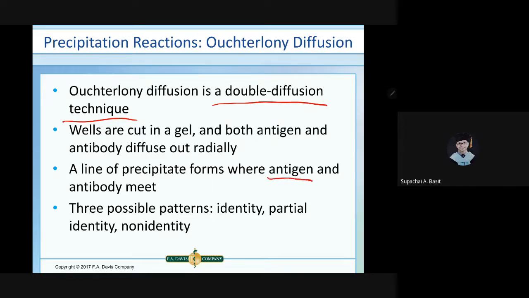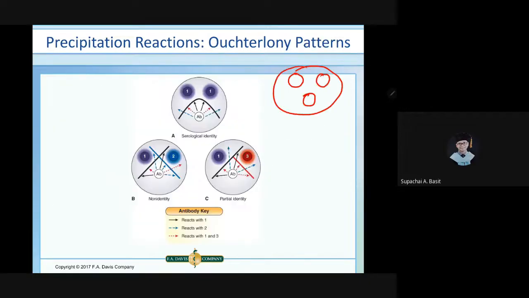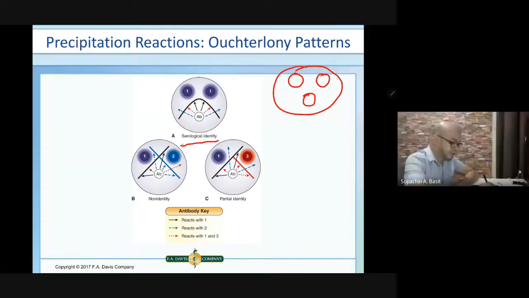So if the antigen and antibody meet, there would be a precipitin line, and you'll be able to identify three possible patterns. The three possible patterns are identity, partial identity, and non-identity. So this is what you call serological identity. In serological identity, there is an arc.